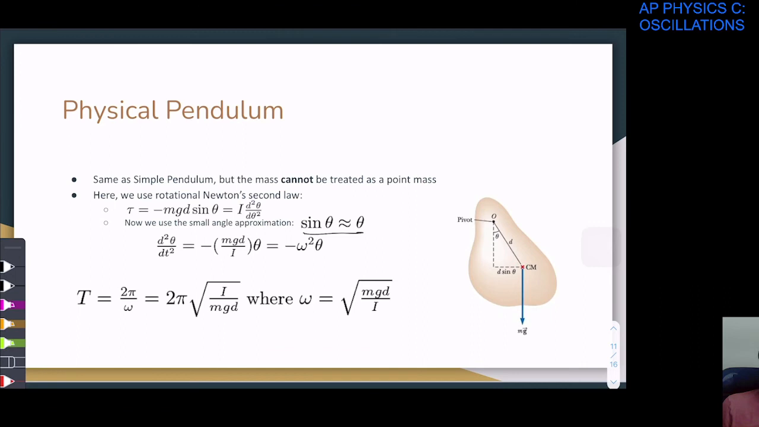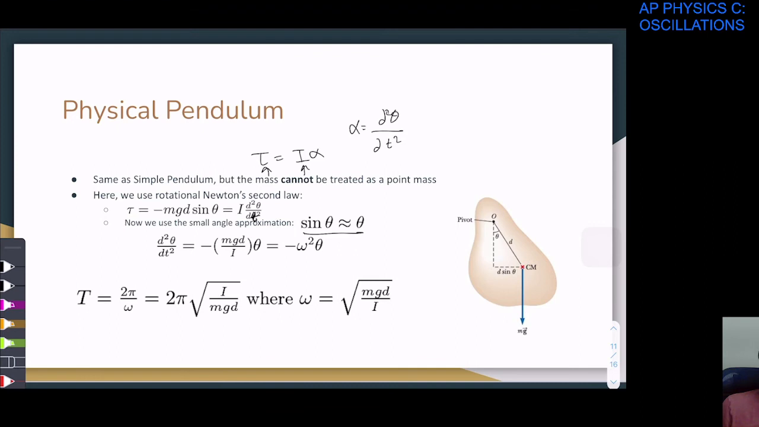And what we're going to do is use rotational Newton's second law. What that says is that tau is equal to I, our moment of inertia, times our angular acceleration. So tau is equal to I times alpha. Now alpha, of course, is equal to d squared theta dt squared. And we know what I is, it's our moment of inertia, and tau is our torque.